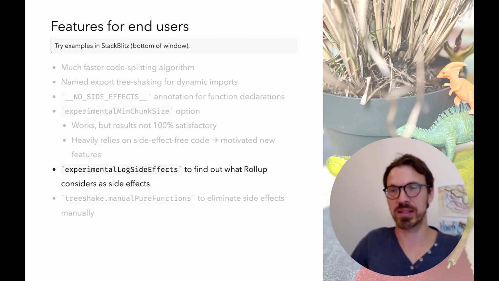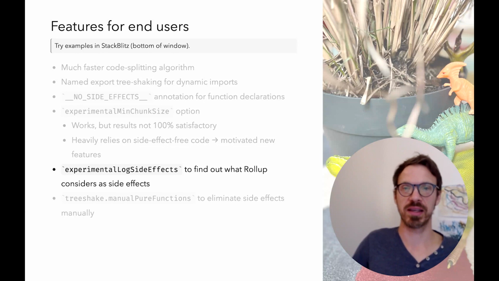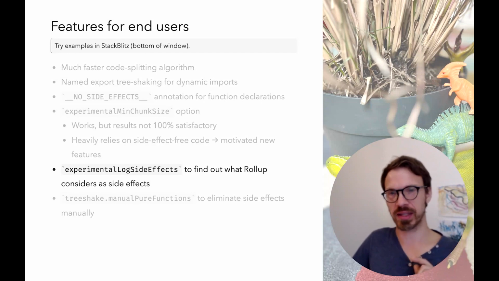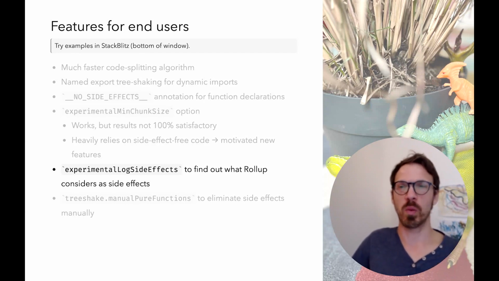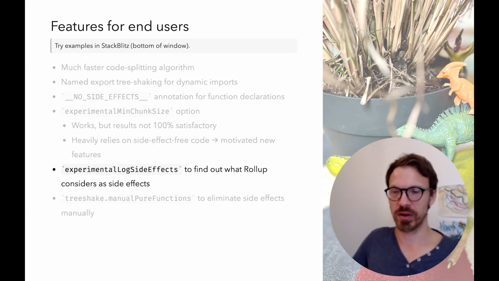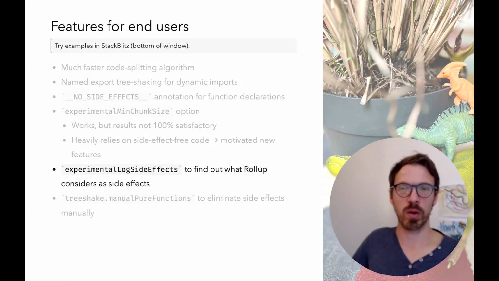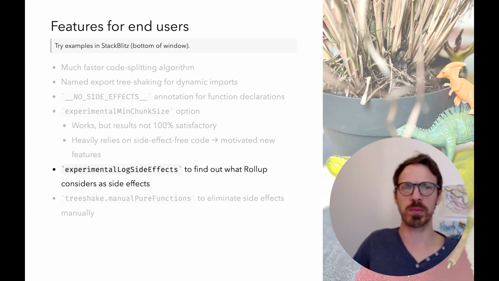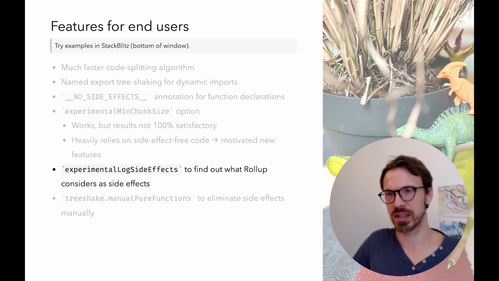The first is experimental log side effects. So we have logging for side effects to find out what Rollup actually thinks is a side effect, because it may not be what you think is a side effect. For instance, calling a global function may be a side effect, or accessing a property that may not exist, or doing something with a variable that has been reassigned.